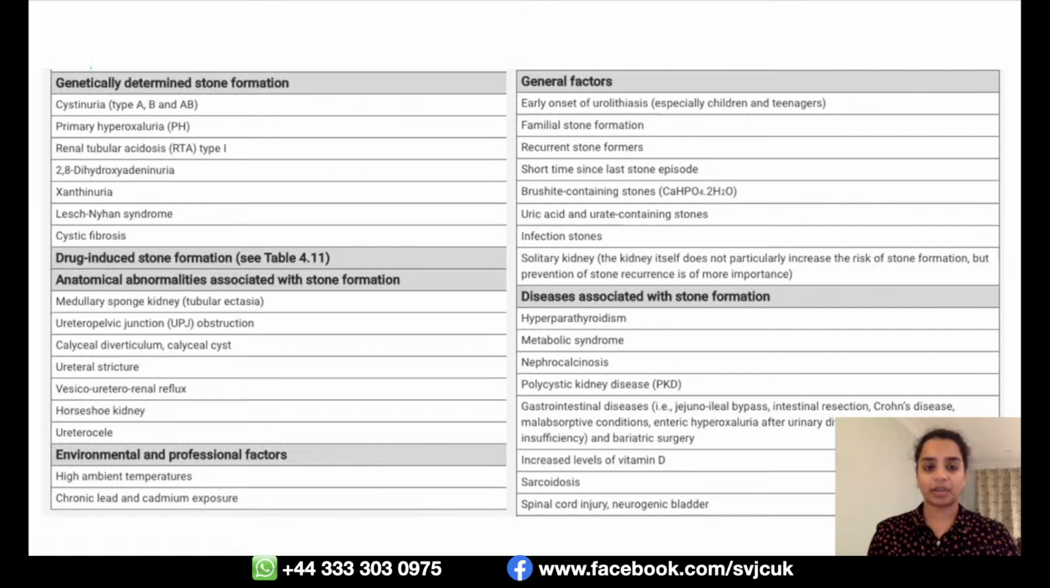Now, this is quite a detailed table, and in fact, this is not even the full extent of the detail within the EAU guidance about risk factors for stone formation. But if you are interested, or if you want to know more detail, the EAU guidance has a number of very well laid out tables from which you can learn about the risk factors for stone formation.